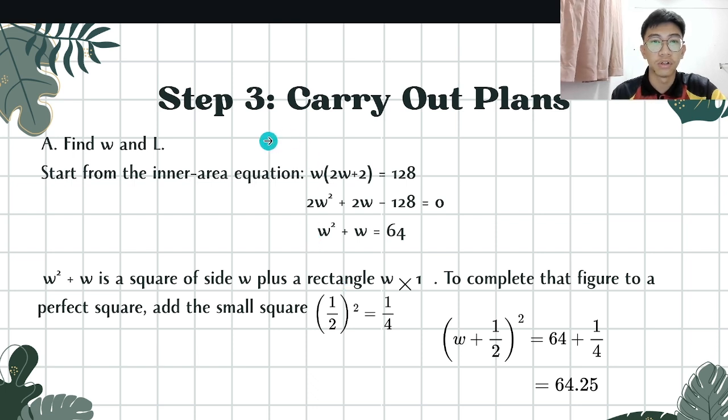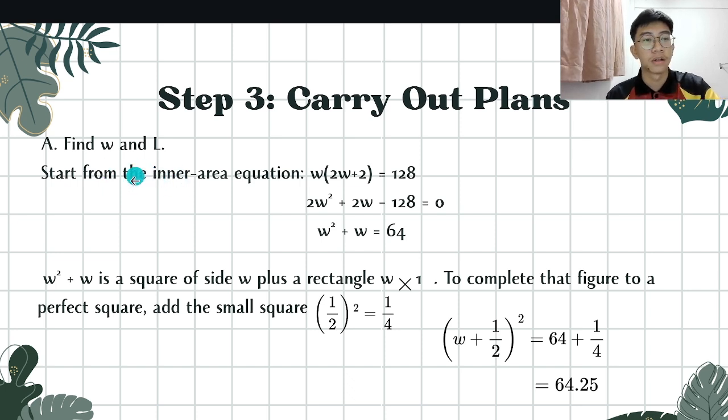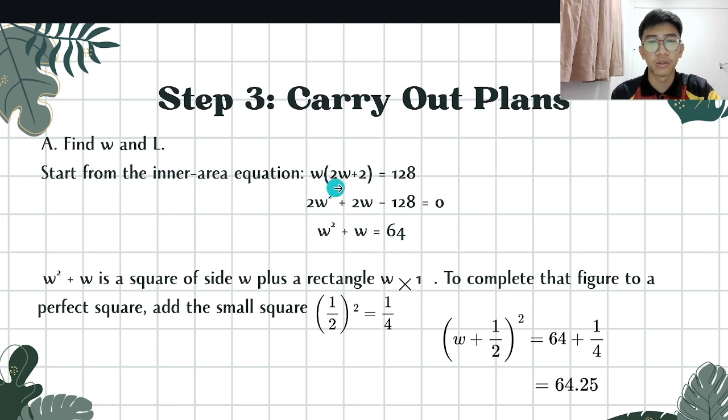Then we go for step 3, where we carry out plans. We need to find W and L. So start from the inner area equation, W times 2W plus 2, where this is the equation of the length, inner garden equals 128.